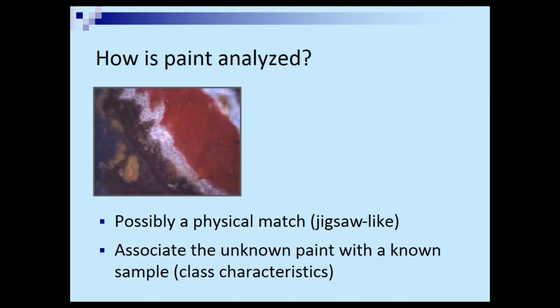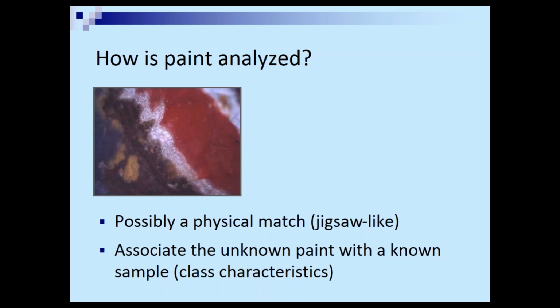Of all the things we're talking about, both glass and paint, you can actually do what's called a fracture match. This would be like an individual characteristic. If you find a chip of paint and it fits like a puzzle piece perfectly back into the location from which it came, then you may be able to go into court and say this paint chip definitely came from this location. But in general, when paint is analyzed, it's just like all the other trace evidence we've talked about.